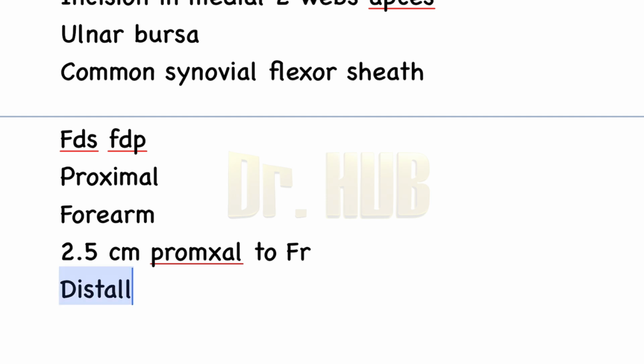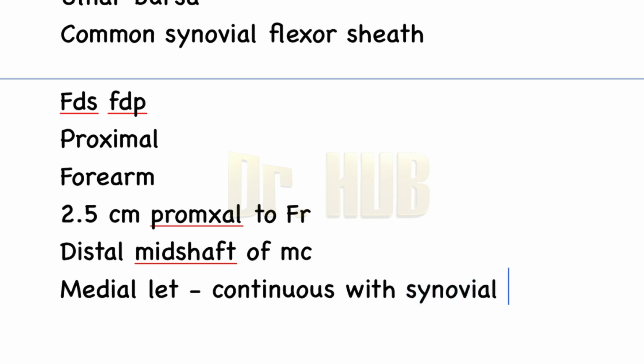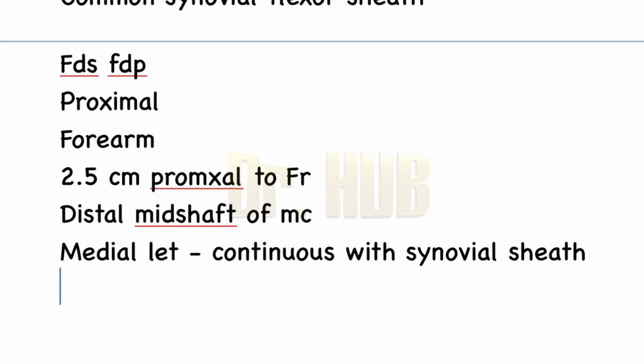Next, distally, what is happening? Distally, it extends in the palm to the midshaft of the metacarpals, MC. Medially, it is continuous with the synovial sheath of the little finger. So proximally it extends to the forearm, 2.5 centimeters proximal to the flexor retinaculum. The correlation for drainage is an incision on the radial margin of the hypothenar eminence.